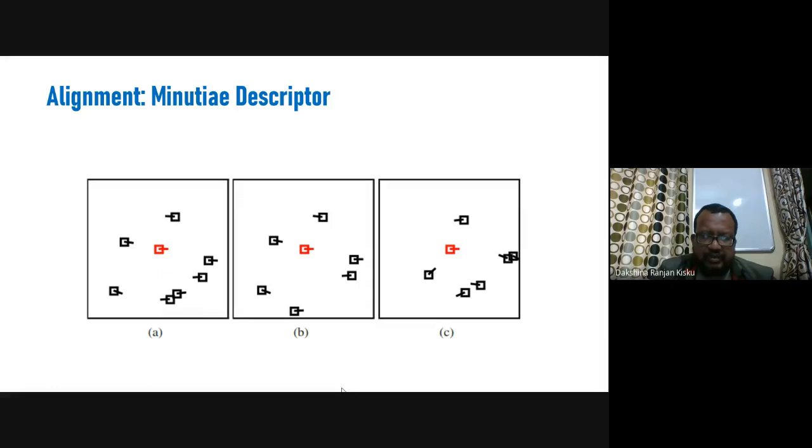Next is the minutiae descriptor. Here you can see there are three images: figure A, figure B and figure C. Figure A contains 8 minutiae points, figure B contains 7 minutiae points, and figure C contains 7 minutiae points. If we go for the alignment of figure A and B, how many points will be matching, or how many points will be paired?